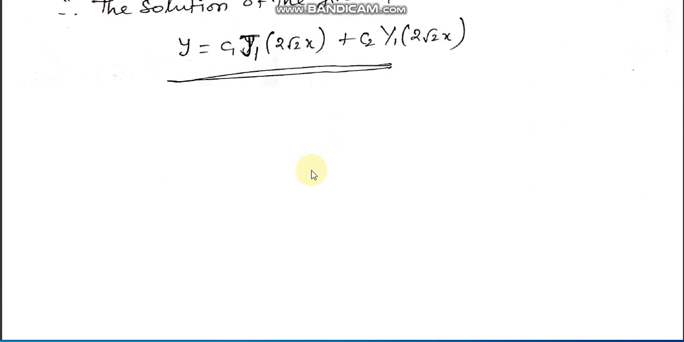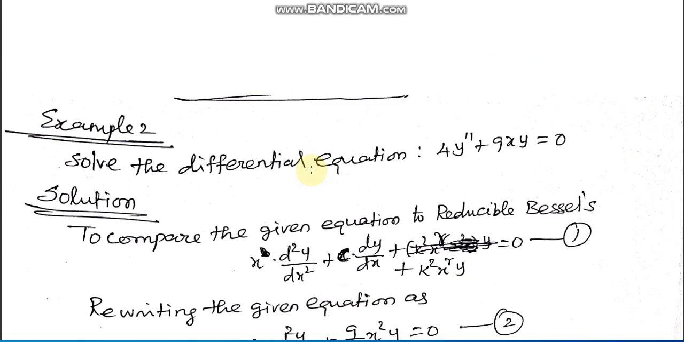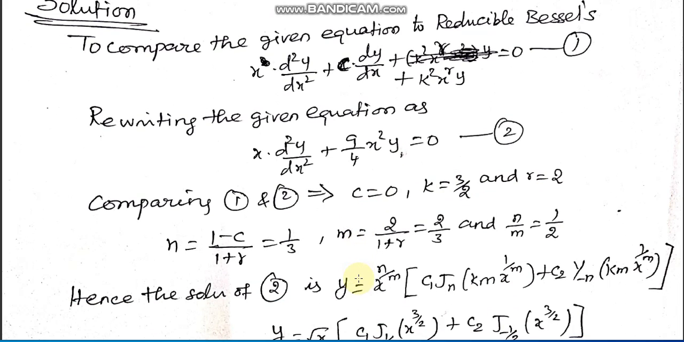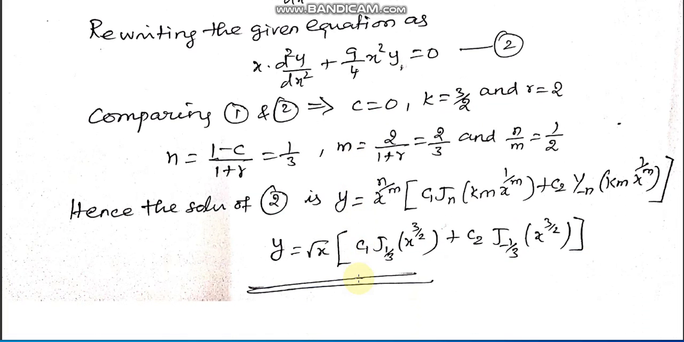Okay, it's easy. Yes, in our example 2, the differential equation is given. For the differential equation we have to choose the reducible Bessel's equation, and comparing those two equations, on comparing this with the given equation, we find c equal to 0, k equal to 3 by 2 and r equal to 2. Now the n value is 1 minus c by 1 plus r, that you know. Substituting this c value and r value, we find n equal to 1 by 3, m equal to 2 by 3, n by m equal to 1 by 2.